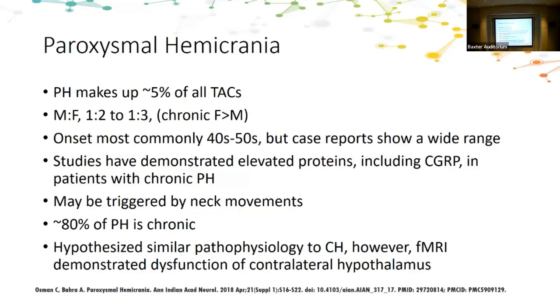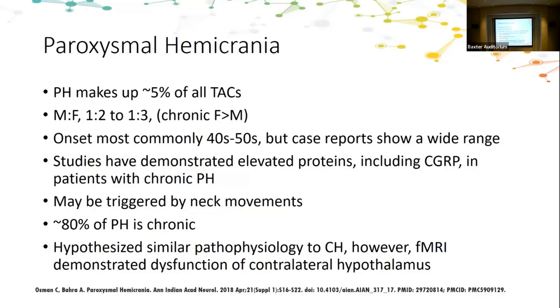The onset is typically when a person is in their 40s to 50s, but case reports show a very wide range, especially as we start recognizing this more. Studies have demonstrated elevated proteins, including CGRP, in patients with PH, and it may be triggered by neck movement. So that's a little bit different, but paroxysmal hemicrania in particular may be triggered by these neck movements.